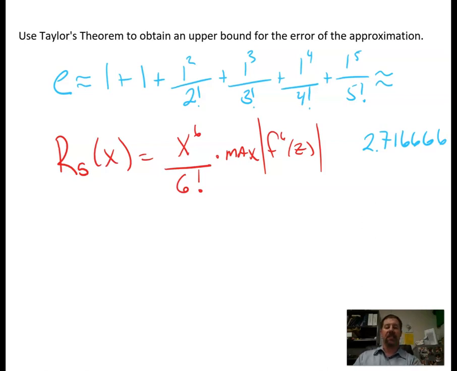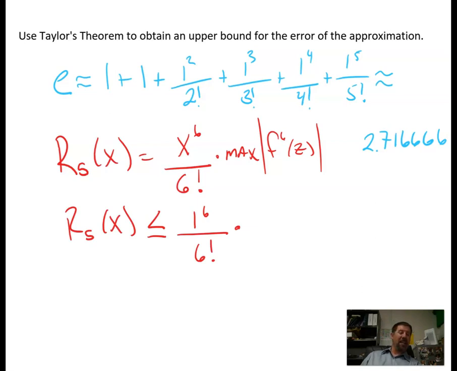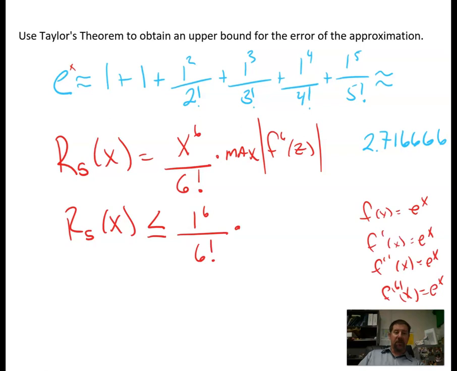So the remainder is going to be less than or equal to 1 to the 6 over 6 factorial, since for e to the x we're evaluating at x equals 1, times that max derivative. Now, here's the tricky part in this case. What is the max derivative? The first derivative of e to the x is e to the x. The second derivative is e to the x, and so on and so forth. The sixth derivative of e to the x is e to the x. And we're evaluating this at 1 now. So I guess the max derivative would be e to the first.